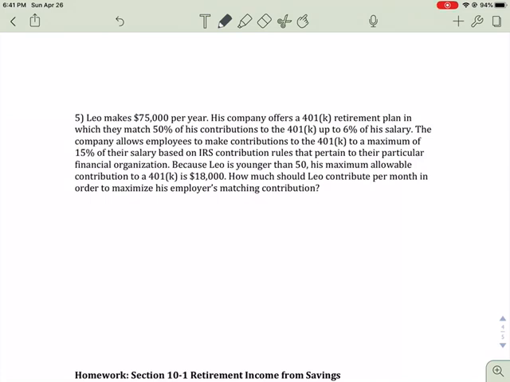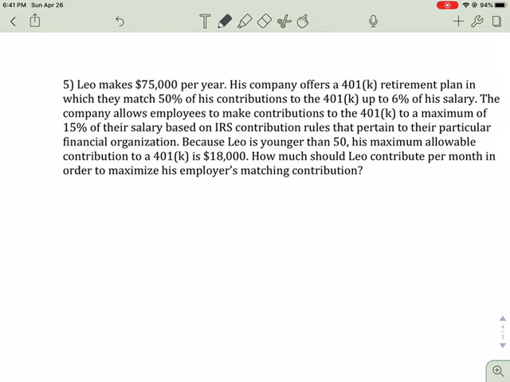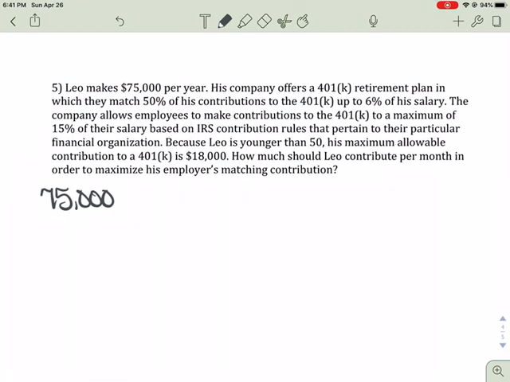All right, so let's look at this where he's going to see, is he already at here $18,000? So we're going to take that $75,000 times it by the 15%. Okay, right here, up to about 50%. So let's find out how much 15% of his maximum salary is. Okay, so that's $11,250. Okay, so he's nowhere near the max of $18,000.